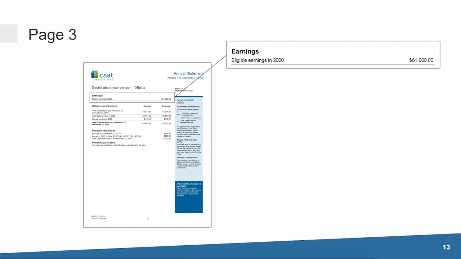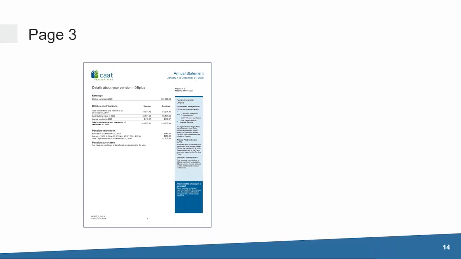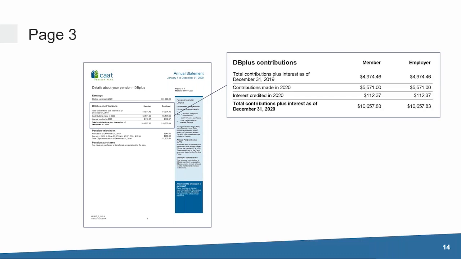Here is page 3 of the statement, which provides details on the member's pension benefit. The first section shows the member's eligible earnings for their DBplus benefit in 2020. The next section shows the member and employer contributions to the plan. The first line shows the total contributions plus interest as of December 31st, 2019. Then it shows the contributions the member and employer made to the plan in 2020. The next line shows the interest credited for all contributions in 2020. And the last line shows the total contributions plus interest as at December 31st, 2020.